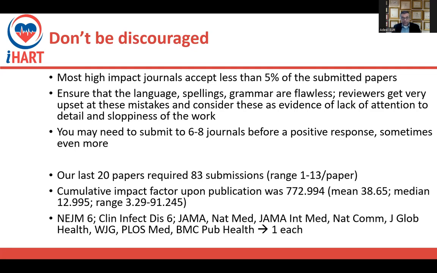In some cases, you may need to submit to 6 to 8 journals, sometimes even more, before a positive response. To give you an example, our last papers required 83 submissions, ranging from 1 to 13 submissions per paper. One paper was very difficult to get into because the interest in the topic waned very quickly, and we had to submit to 13 journals to get it published. But some of them got accepted at the first journal that we submitted to, but of course, after peer review and resubmission.